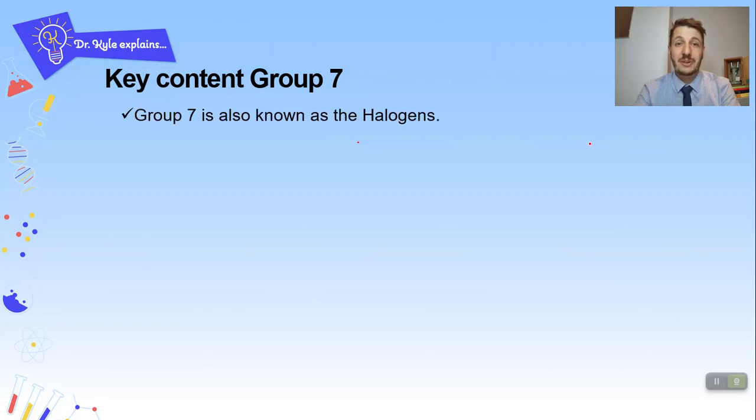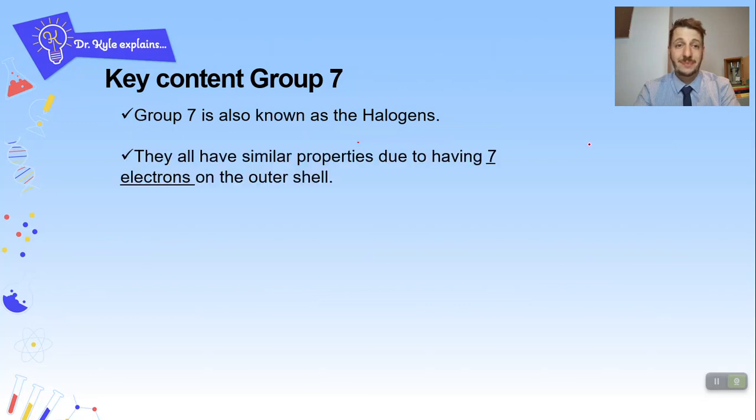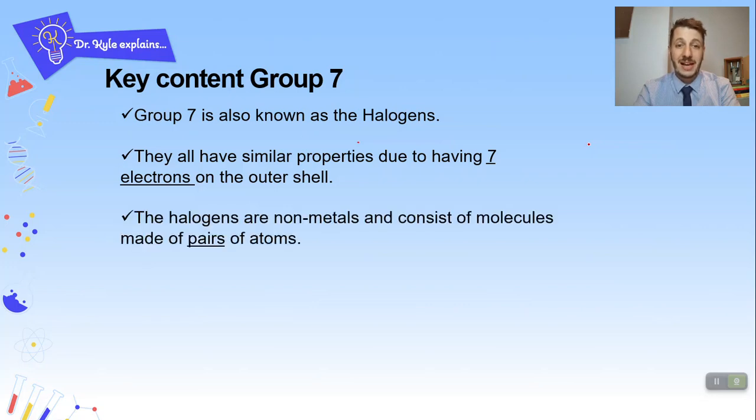Group 7 is also known as the halogens. They all have similar properties due to having 7 electrons on the outer shell. The halogens are nonmetals and consist of molecules made of pairs of atoms. And so what that means is you have things like Cl2 or Br2. Whenever you want to write just the element for any of the halogens, always put it in a pair. It's a diatomic molecule, 2 atoms.